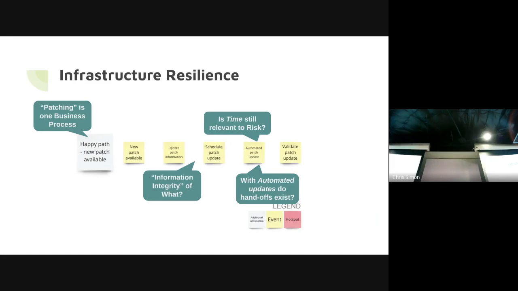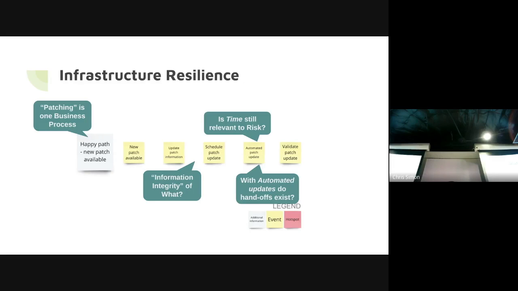So we jumped right into infrastructure resilience. Now, this is a lazy slide, I acknowledge. I have not spent a lot of time putting the sticky notes, but all of these 5 notes are around a patch availability process and a patch information update process and scheduling the patch update and automating the patch update and validating that the patch is fine. And as we went through the different heuristics that we've spoken about, you could argue that patching is one process, or you could argue that these are 5 different processes.